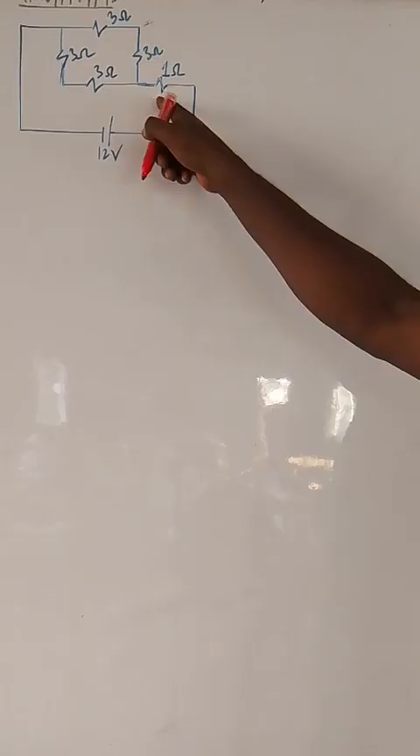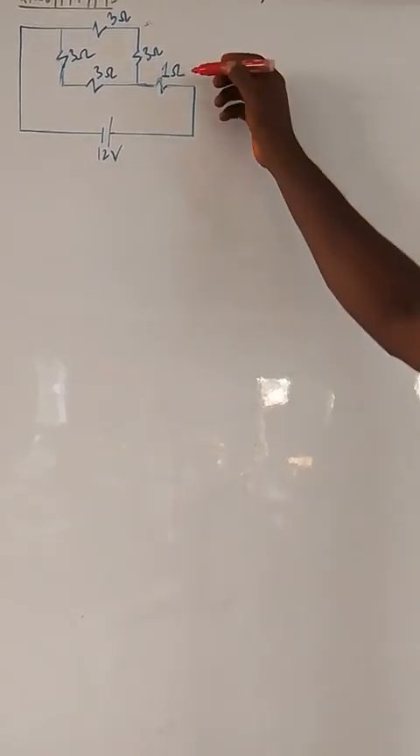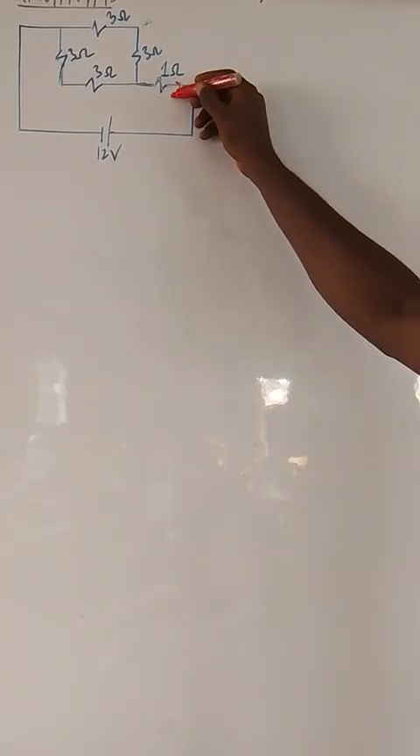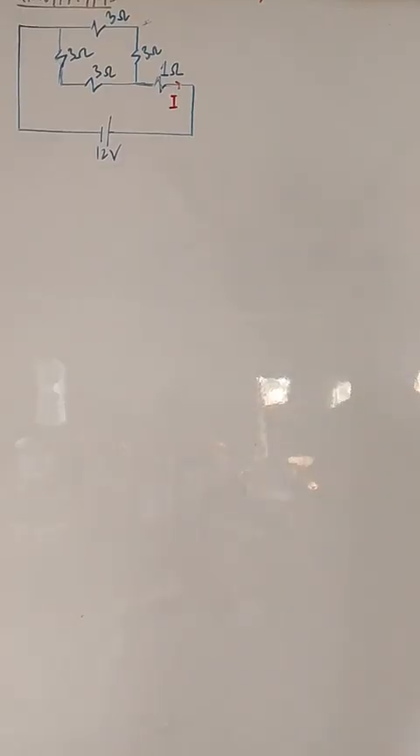Now this question is from 1979. We are told to look for the current across this 1 ohm resistor. Find the current across the 1 ohm resistor. Let me call it I1. So for this kind of question, the first thing is to get the effective resistance.